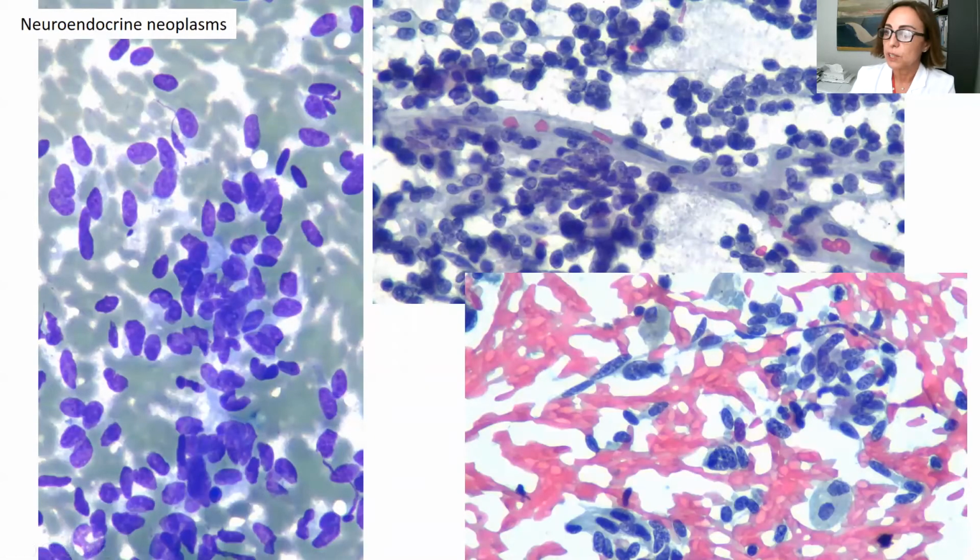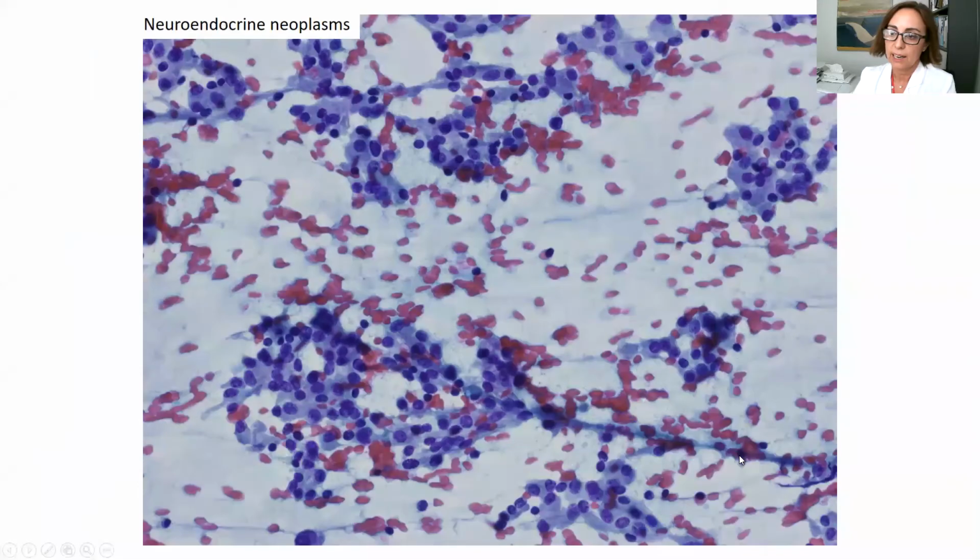What about neuroendocrine neoplasms that are not a small cell carcinoma? This is a case of a carcinoid tumor. Sometimes ovoid, a little elongated nuclei, some vessels, the salt and pepper chromatin, and here you can see the characteristics of this carcinoid.